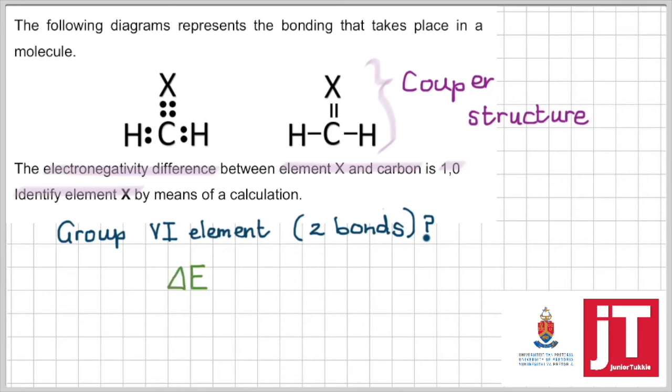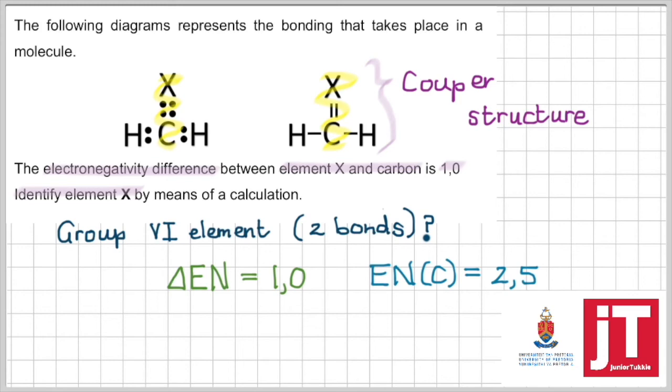We can list the other information available to us, namely our electronegativity difference is 1,0, and since carbon is bonded to element X, we write down that the electronegativity of carbon is 2,5. Remember, we are only interested in the bond between carbon and element X, so we don't really care about the hydrogen atoms on the sides of the carbon atoms. They're not bonded to element X at all.